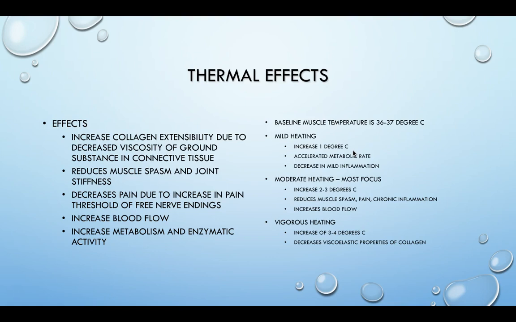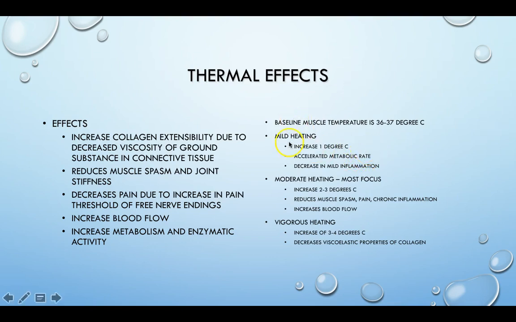rate. So again, like we said, we're going to want to target, based on what we want for our patient, different levels of heating. So by far, most of our focus is usually in this moderate heating area. So baseline muscle temp tends to be somewhere between 36 to 37 degrees Celsius. So we're going to talk mainly about raising degrees Celsius just because it's easier and cleaner than talking about Fahrenheit, but you can translate it and your book does that as well.